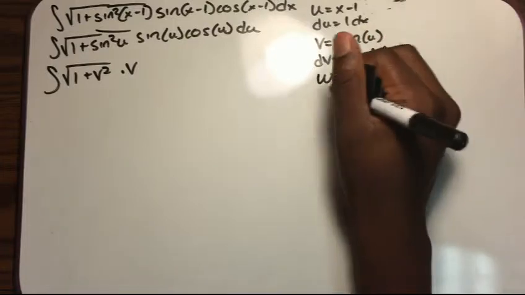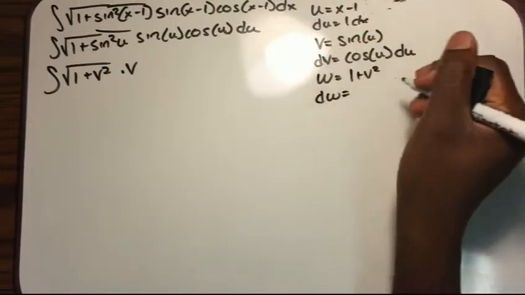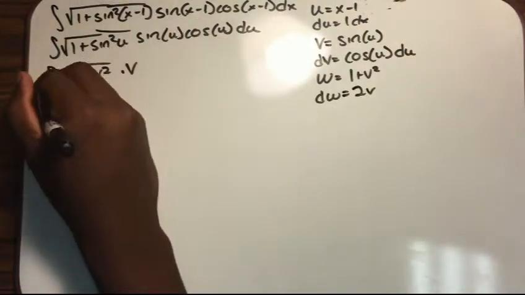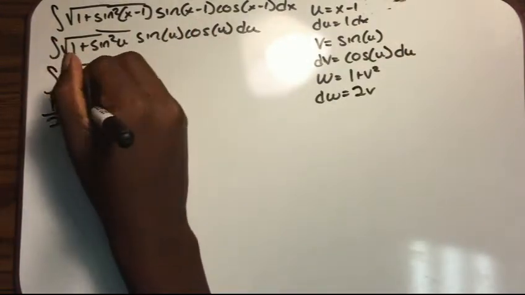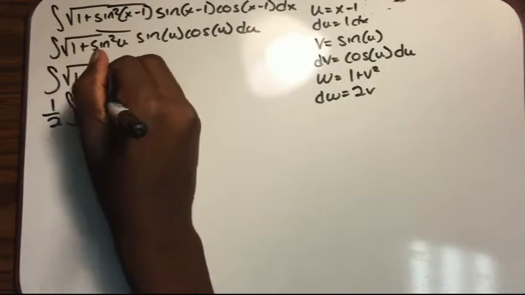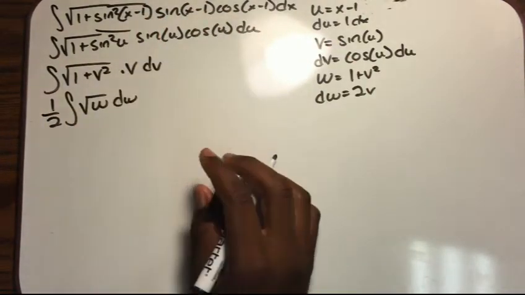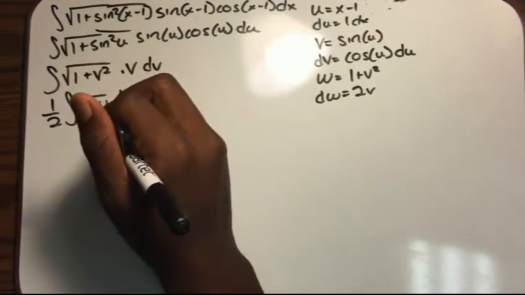After that, we're going to use the other substitution. We're going to call it w, and w is equal to 1 plus v squared. So dw is equal to 2v dv. So you will get 1/2 of the integral of the square root of w dw.